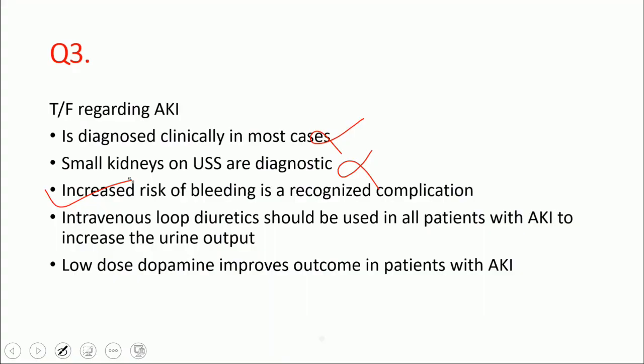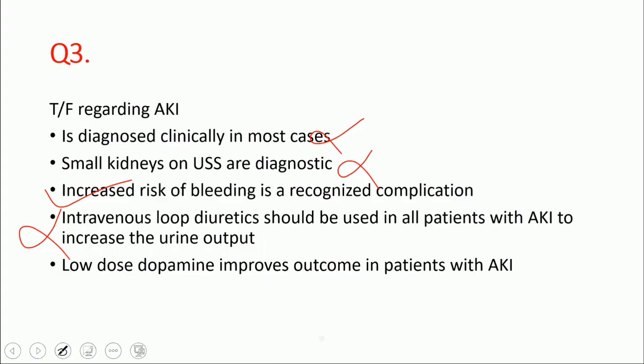We give in AKI, we give diuretics to relieve pulmonary edema. But I told you a very important point during your appointments. This can be harmful also. So be very careful when you are using diuretics, right? If the patient is not responding, just stop giving them, right? Because diuretics can also cause worsening of the renal problems. So you have to be careful. So this statement is wrong. It's a false statement, right?